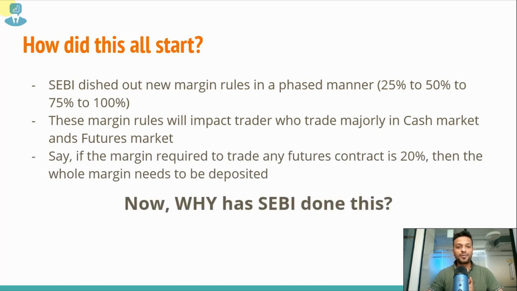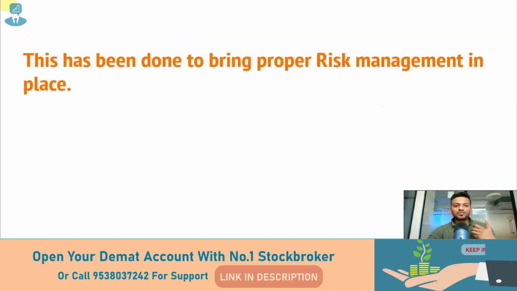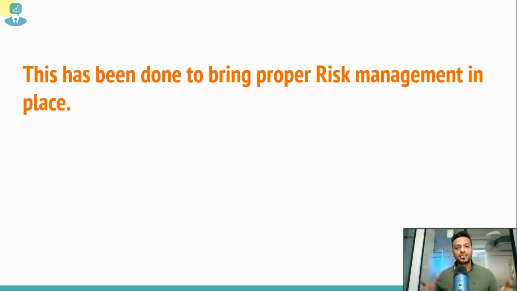Now, why has SEBI done this? Why was the rule change necessary? This has been done to bring proper risk management in place. When I say risk management, earlier you could pay only 5%, 10% of the total margin required and trade at a larger scale. Say on a certain day the market became volatile, which means risk management became difficult. So to understand that situation and to bring forth a balance in that situation, SEBI has brought about these changes in the margin rule.